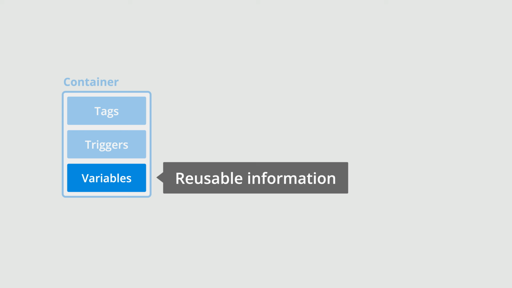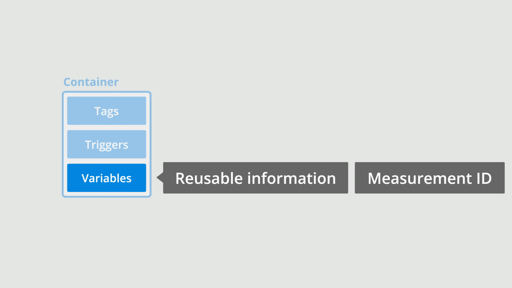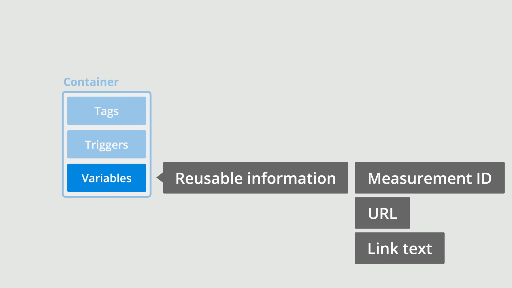Then we have variables. Variables are reusable pieces of information. Instead of entering the same value over and over again, we can store it in a variable and reuse it whenever we need it. For example, a variable might contain your Google Analytics measurement ID, the URL of the page someone is viewing, or the text of a link they clicked. We can use variables in our tags and triggers, which makes our setup more flexible and easier to manage.